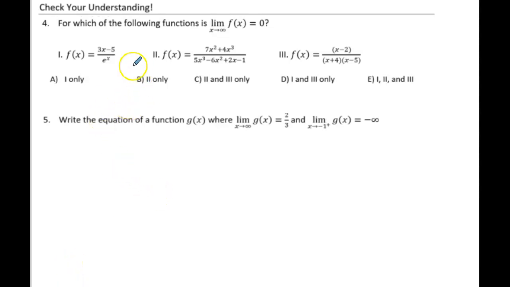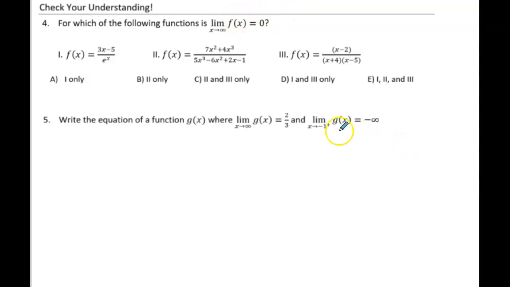Okay, so you'll want to pause the video and try these two problems on your own, and then when you're ready to check them, we'll go over them together when you resume the video. So for which of the following functions is the limit as x approaches infinity of the function f equal to 0?